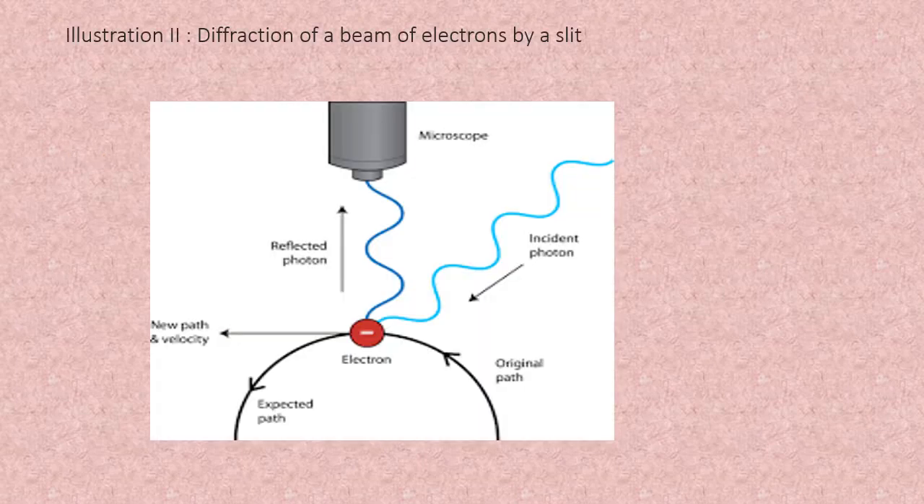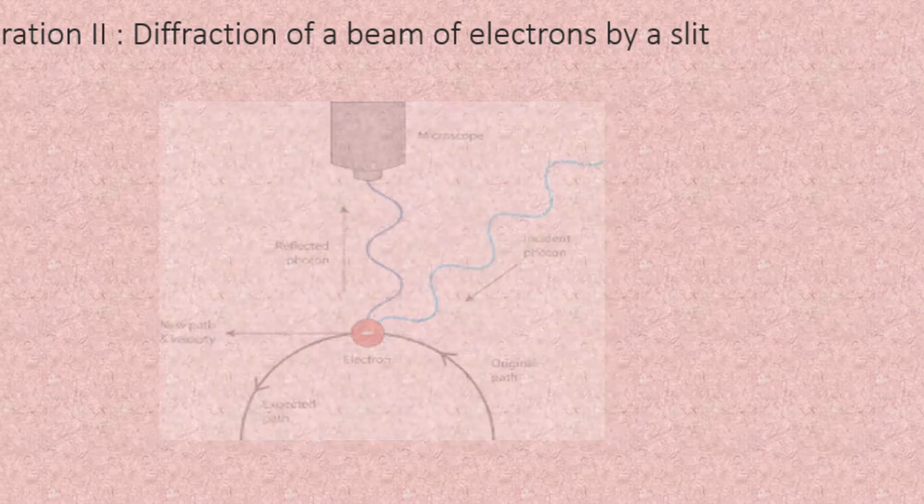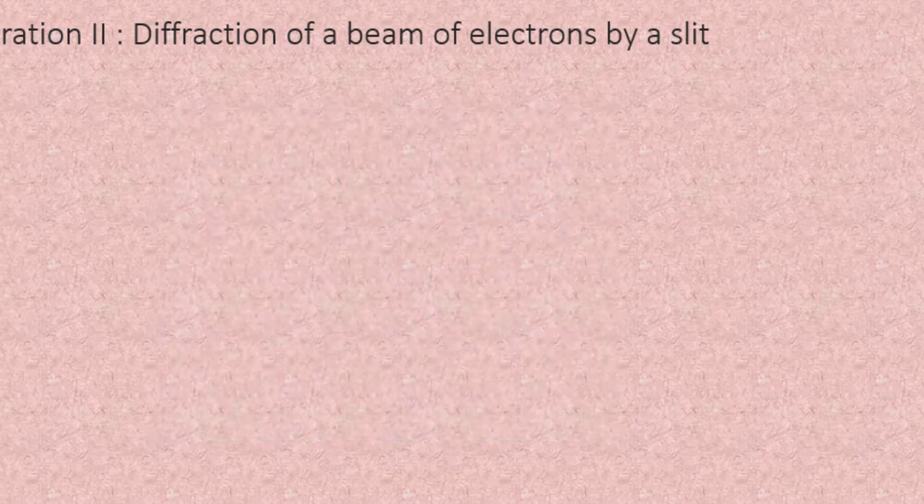Illustration 2 represents diffraction of a beam of electrons by a slit. A beam of electrons is transmitted through a slit and received on a photographic plate P, kept at some distance from the slit. We can only say that the electron must have passed through the slit and cannot specify its exact location in the slit as the electron crosses it.